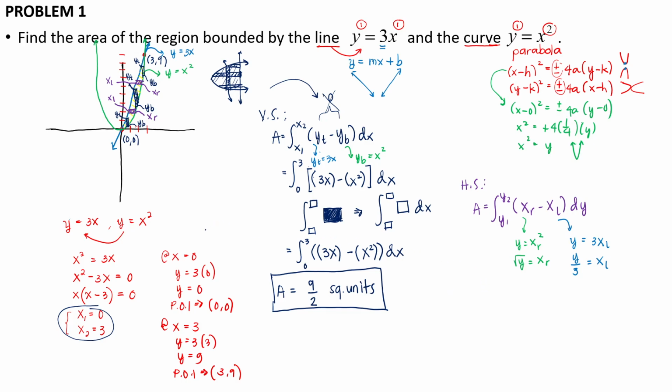Okay, so notice now that since we're doing the horizontal strip, our limits of integration should be in the y aspect. So we now have from 0 to 9. Okay, so x right is square root of y minus x left, y over 3, dy. Again, if you're going to use your calculator, since the default function is in terms of x, you plug it in from 0 to 9, square root of alpha x, then minus alpha x over 3, then parenthesis again, then dx.